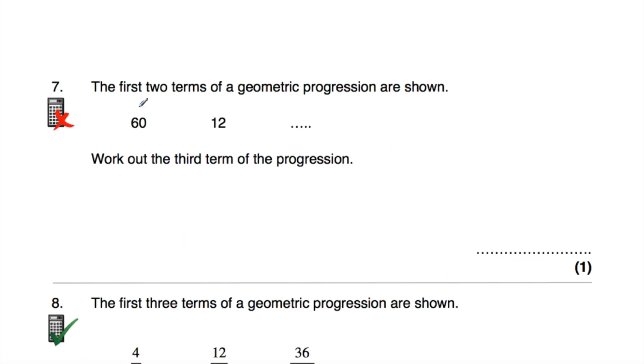Okay, let's look at our next question, question number 7. So question number 7, we've got the first two terms of a geometric progression, so we've got 60 and 12. We've been asked to work out the third term of the progression, so we want to find our next number. Now, one approach that students use is to look at this and say, well, instead of multiplying each time, we can divide each time.